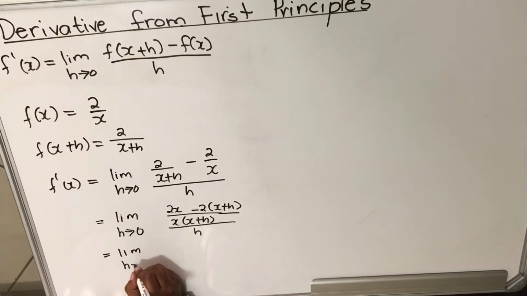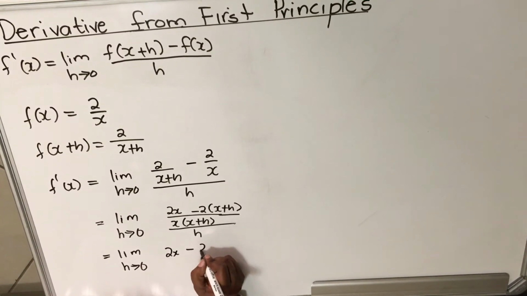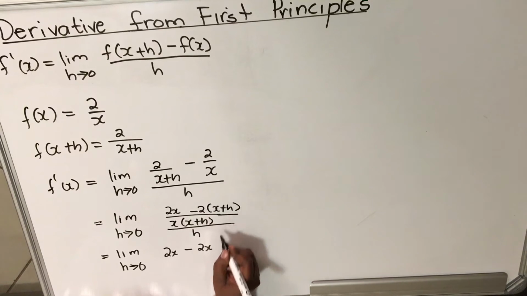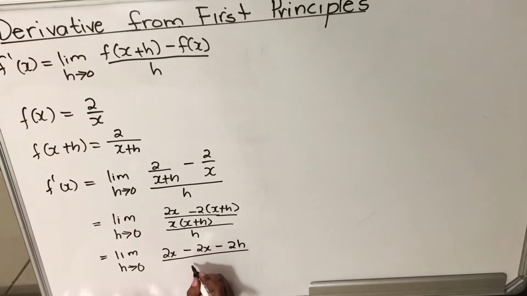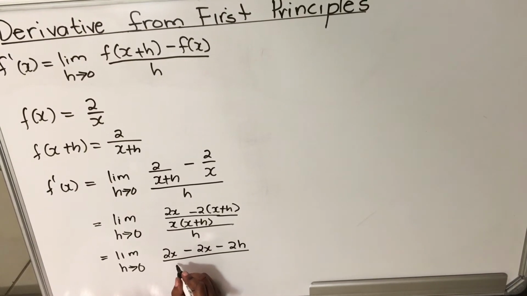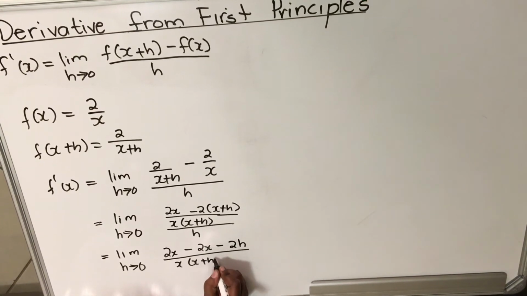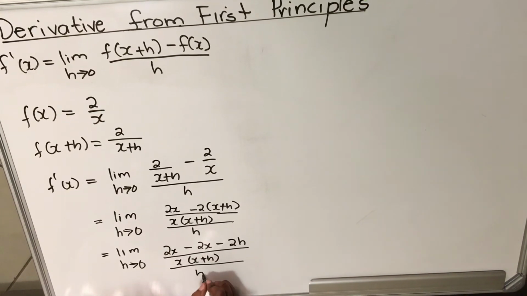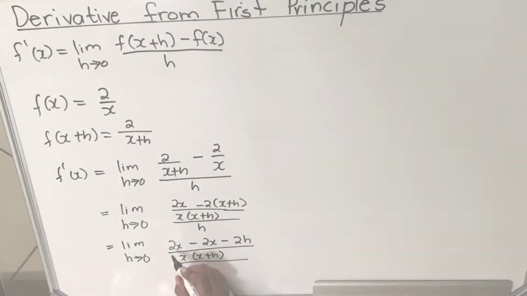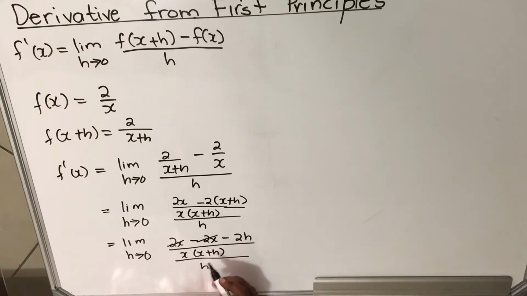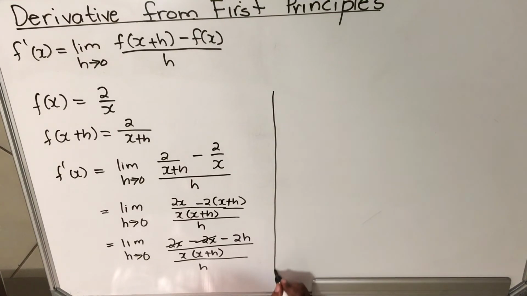Limit as h tends to 0, we have 2x minus 2x minus 2h over... don't multiply it out. Okay, next step, and then do you see the 2x and 2x? One is positive, one is negative. They're going to cancel out. So I'm going to continue this side.